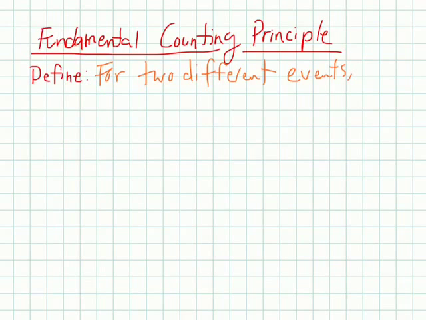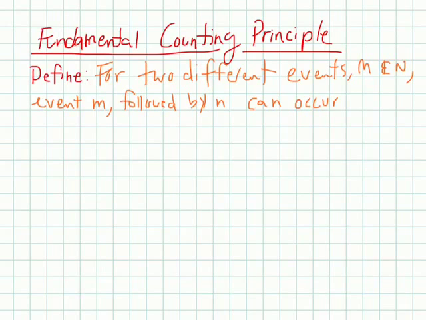And those events we'll call M and N. Event M followed by N can occur M times N different ways.